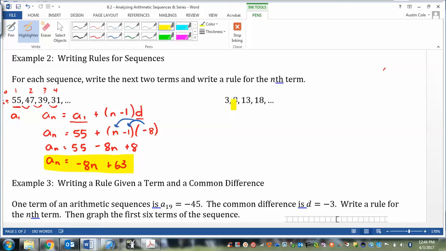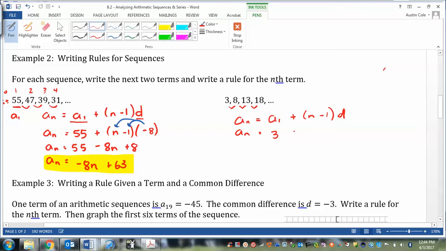Okay, same thing here. Let's first check if it's arithmetic. I'm going up 5, up 5, up 5. I am, so that's good. So my function here is going to be a sub n equals a sub 1 plus n minus 1 times the common difference, which is d. We need to plug in the first term in the sequence, which is 3, and our common difference, which is 5. And then we can simplify from there.